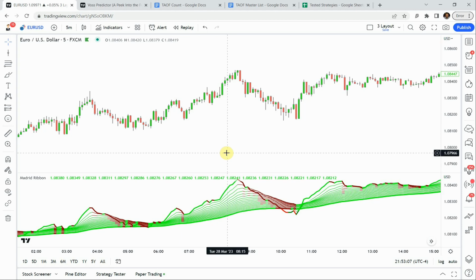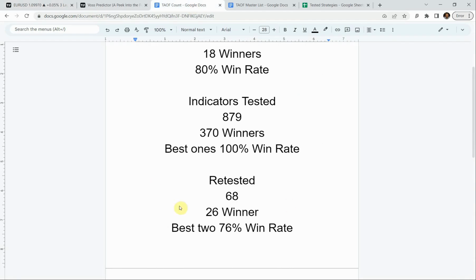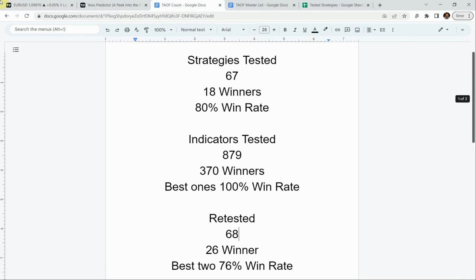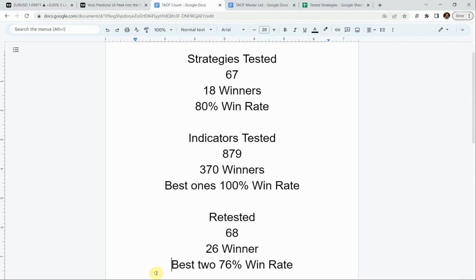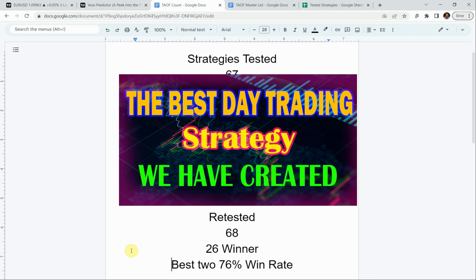Alright, as I said, today we will be testing another top 5 Tradingview indicator. Before we do though, I wanted to put the testing scoreboard up for everyone to see. So to date, we have tested a total of 67 different strategies, with 18 of them being profitable. The best one so far was able to achieve an 80% win rate. That was the strategy that we have developed here on the channel. I'll put a thumbnail of it up on the screen right now.